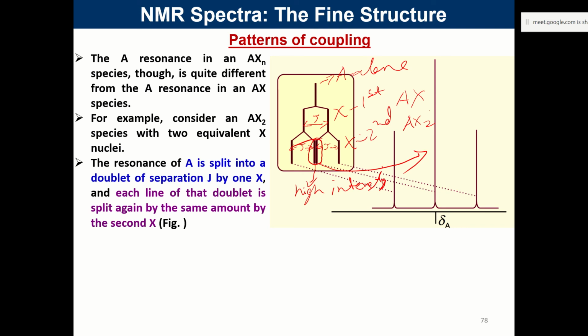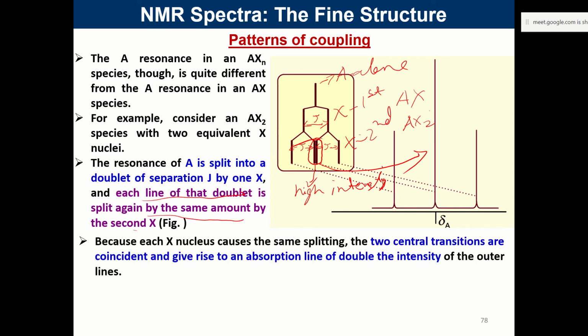So AX is a doublet, but for AX2, looking at the resonance of A, you will get a triplet. Each line in the doublet is again split by the same amount by the second X. So this was the pattern: two central transitions coinciding. That's how we get the 1:2:1 ratio in this case.